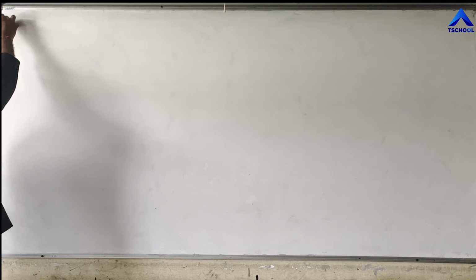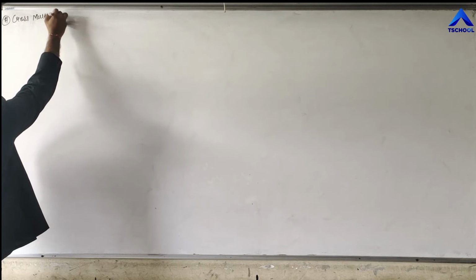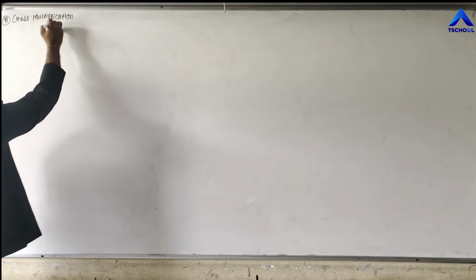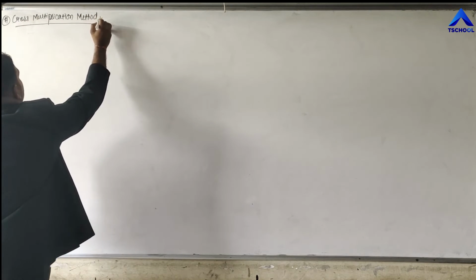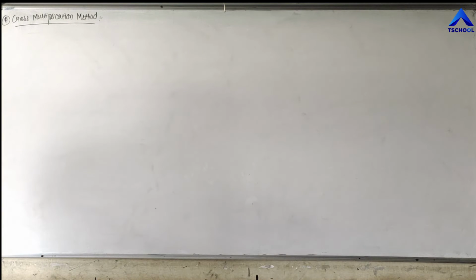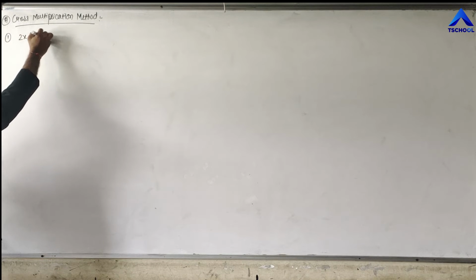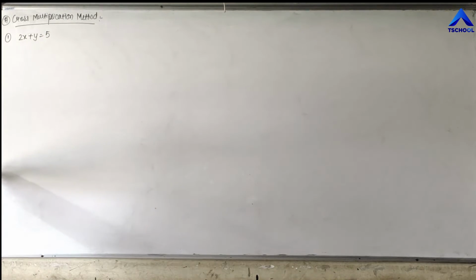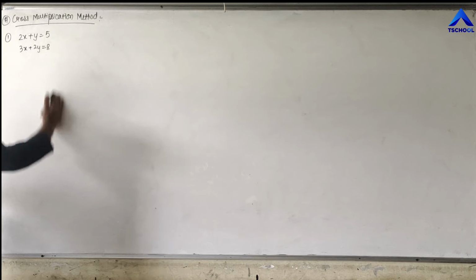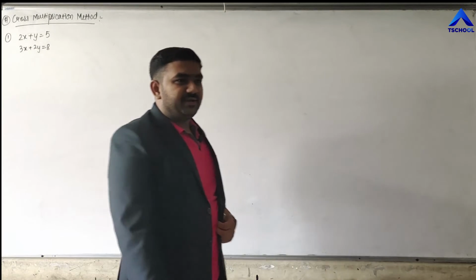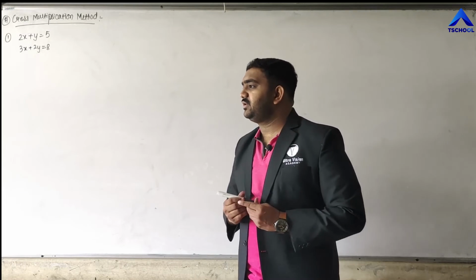So the third method is the cross multiplication method, right? I am having an example here. The first one is 2x plus y equals 5 and 3x equals 8.